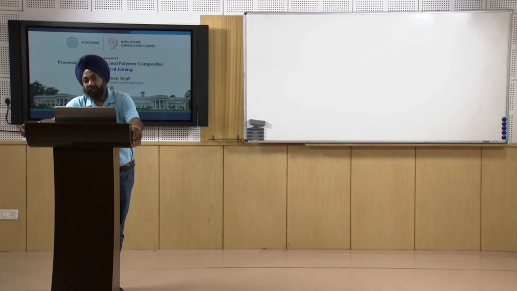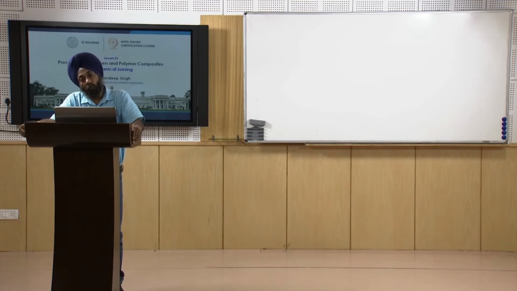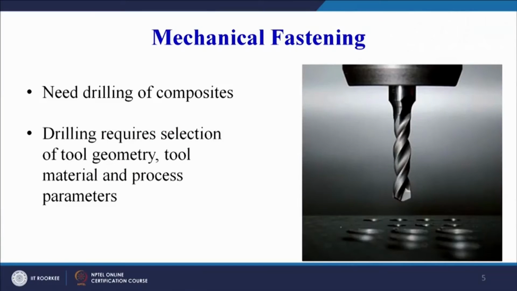So mechanical fastening has the advantage that it provides us with a joint which is semi permanent in nature, but also has the limitation that it requires holes in the composite parts or components, and hole making is a challenging task, and therefore the need for drilling becomes imperative, and it is necessary in order to ascertain the structural integrity of our composite product. Drilling requires selection of tool geometry.